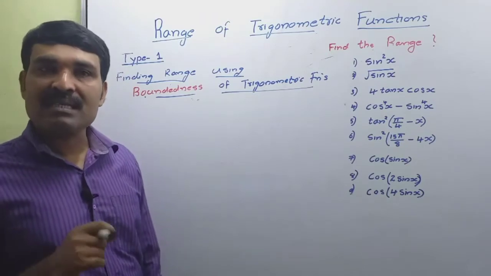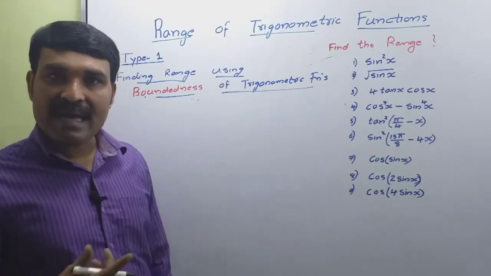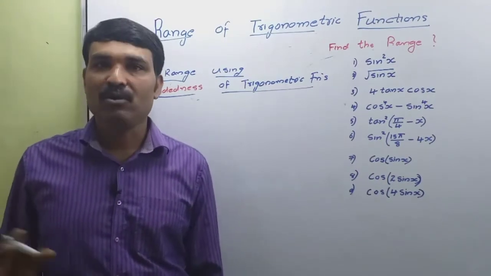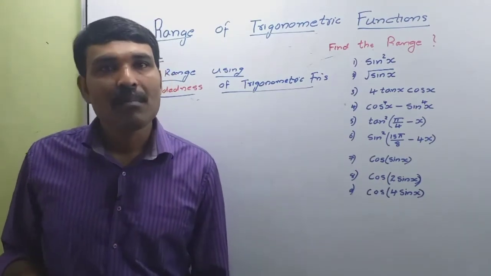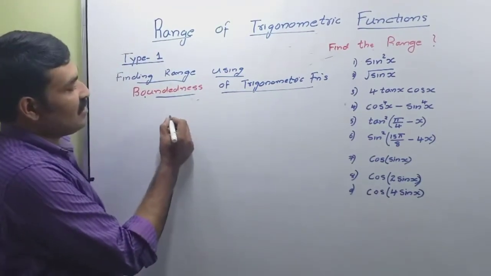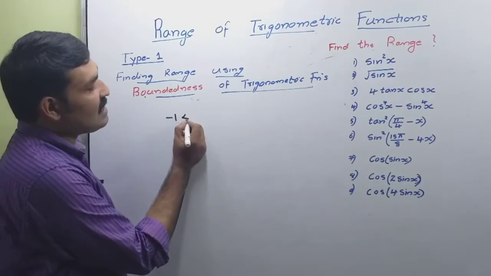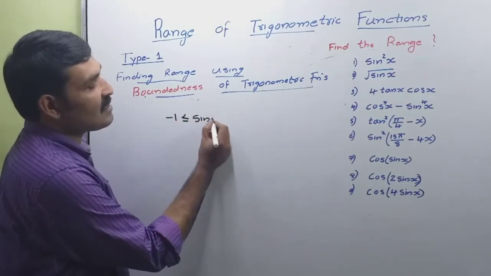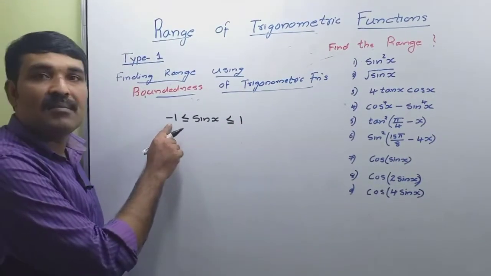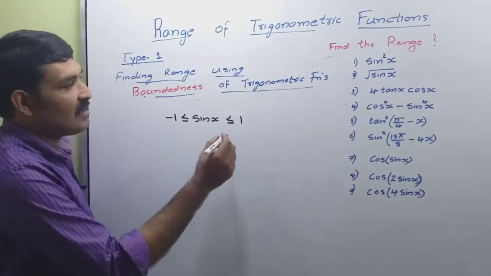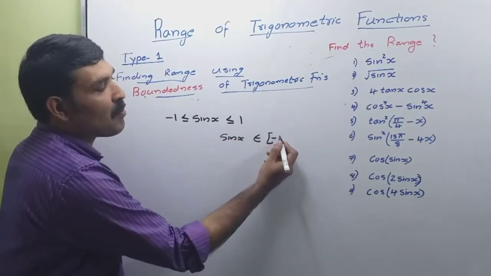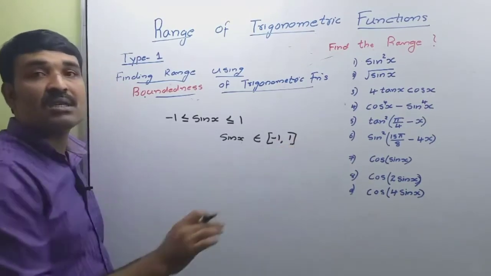And the value of cos x is also bounded between minus 1 and plus 1. And tan x is not a bounded function. Its value is from minus infinity to plus infinity. For sin x, we know that minus 1 is less than or equal to sin x, less than or equal to 1. That means it is bounded between minus 1 and 1. That is, sin x belongs to the closed interval minus 1, 1.